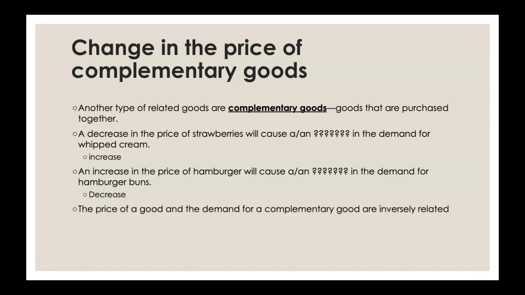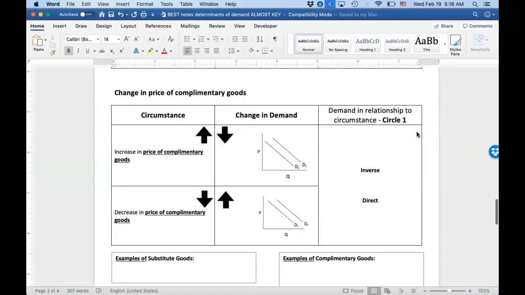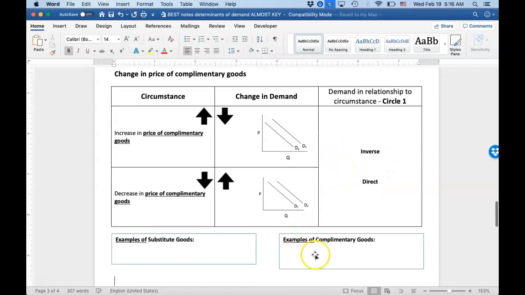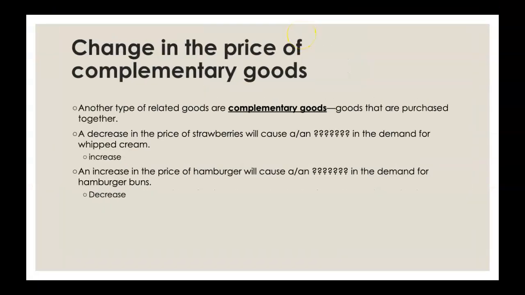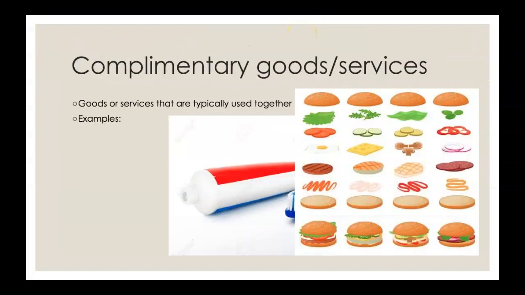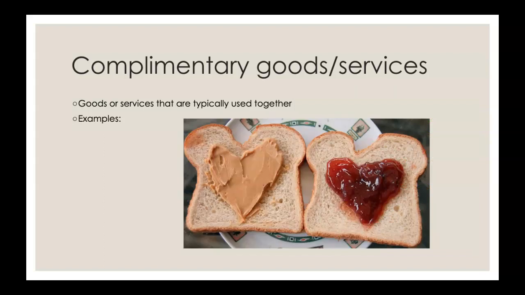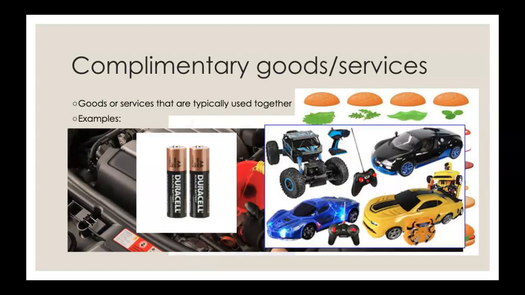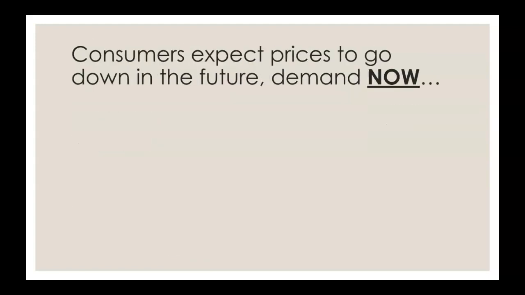The price of a good and the demand for a complementary good are inversely related. So make sure you indicate that here on complementary goods. Circle the inverse. Oh, and I forgot to remind you to get some examples of complementary goods in this box in your study guide. I'll go back to that slide so you can get that in there. It's like hamburger buns, toothpaste, toothbrush, peanut butter, jelly. Those are things you want to get in your examples.